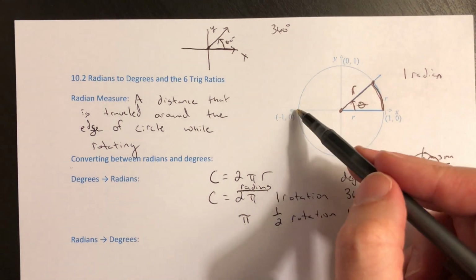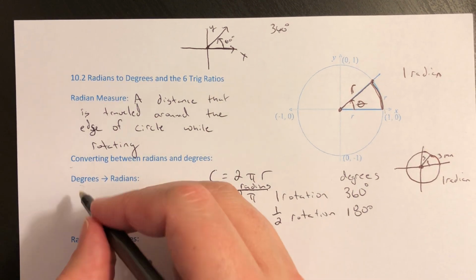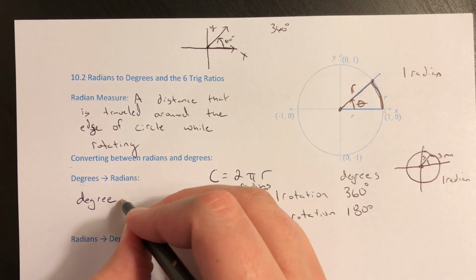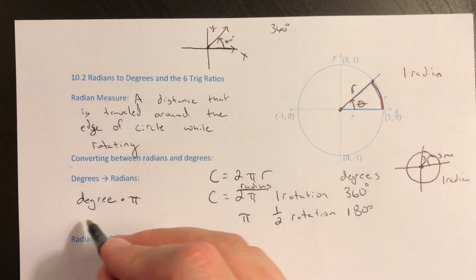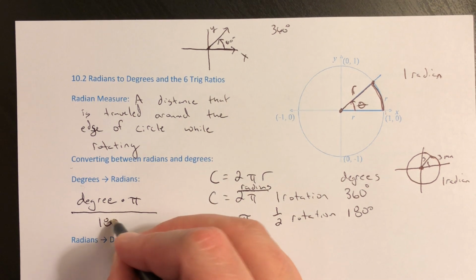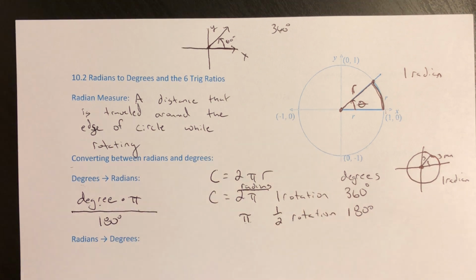But if I go half the circle, it's 1 pi distance. So if I want to convert from degrees to radians, what I do is I multiply my degrees by pi. That's that half rotation. And then divide it by the equivalent of 1 pi, which is 180 degrees. So we take our degrees, multiply by pi, and divide it by 180.